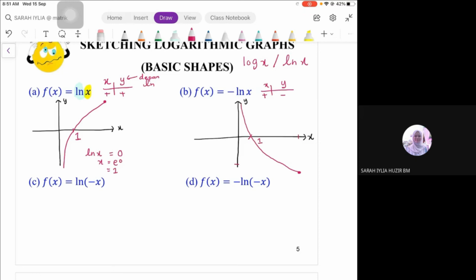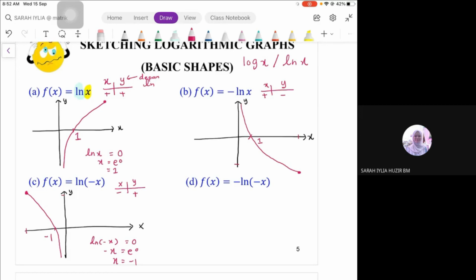Okay. Third function, we have ln of negative x. So, x is negative, y positif sebab depan ln tu positif. So, now x negative, y positif, dia akan bermula dekat second quadrant. So, second quadrant approaching y-axis. Kat sini kita ada ln of negative x equal to 0. Negative x is e to the power of 0. So, x akan intersect dekat negative 1.